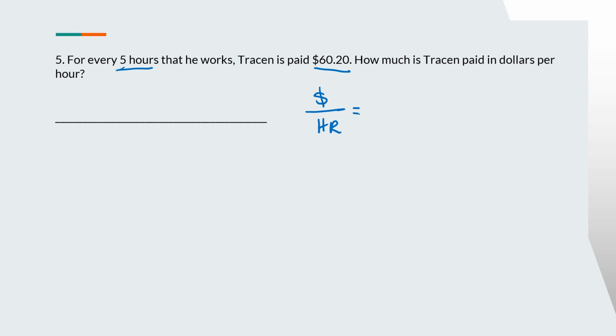Remember, set up your fractions this way so you'll know. Now I know that dollars per hour, all I got to do is put the dollars, which is 60.20, over the hours he works. So 60.20 over 5, and that's simple math, division. Do that in your calculator. And what I get is $12.04.